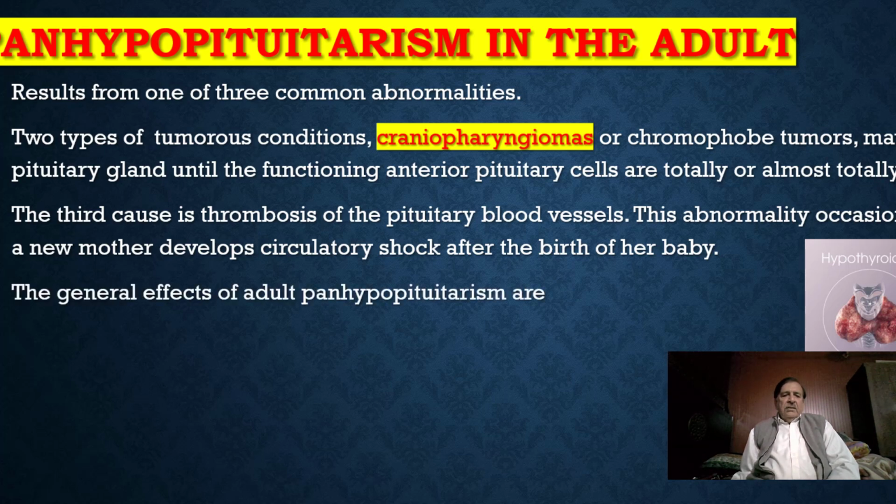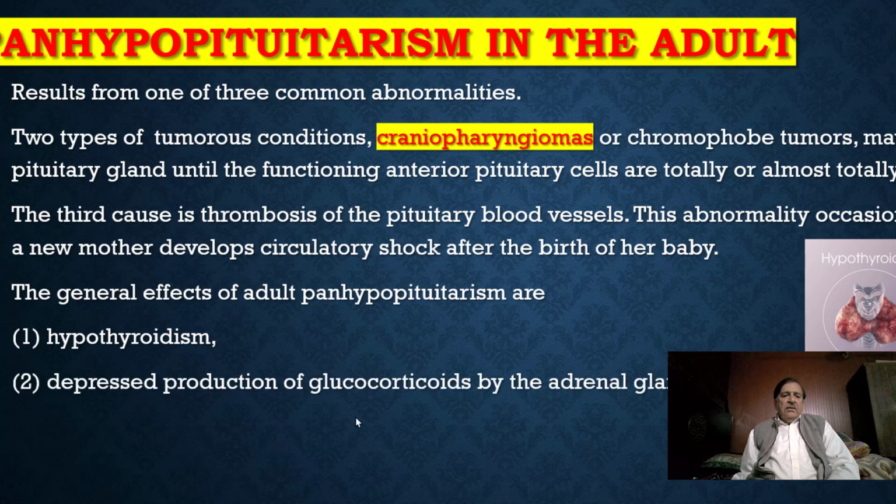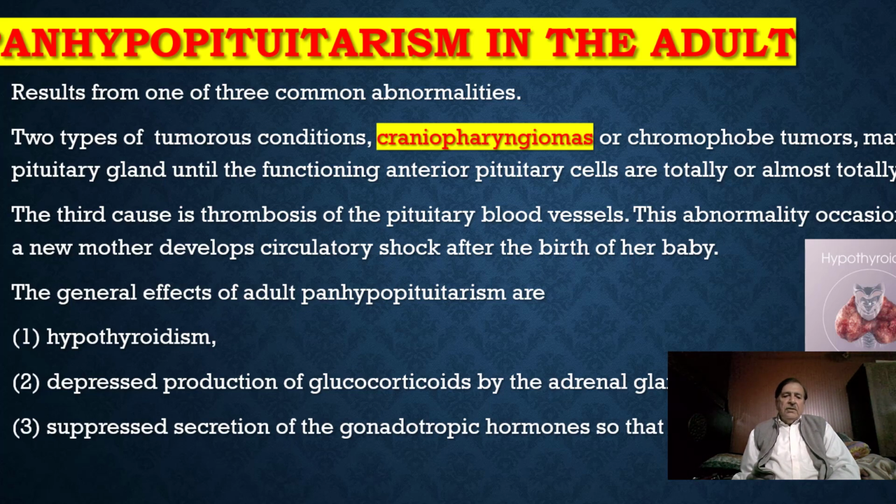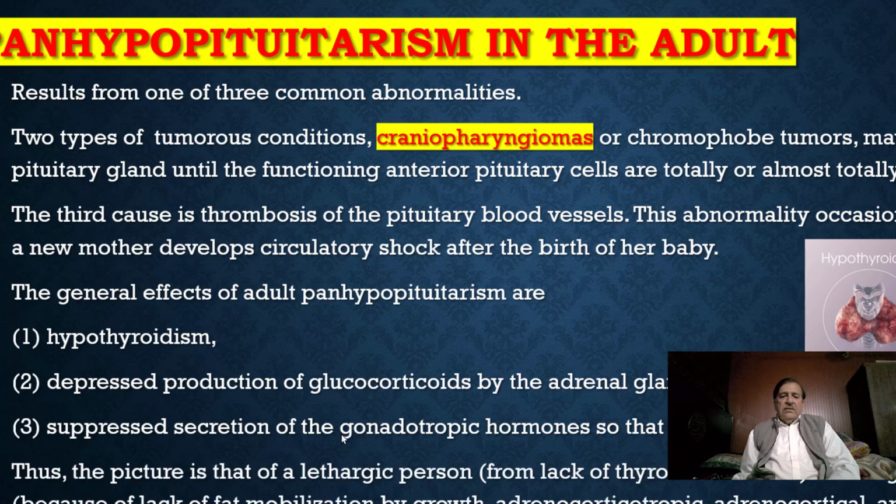The general effects of adult panhypopituitarism are hypothyroidism, depressed production of glucocorticoids by the adrenal gland, and suppressed secretion of gonadotropic hormones so that sexual function is lost. Thus, the picture is that of a lethargic person from lack of thyroid hormone, who is gaining weight because of lack of fat mobilization by growth, adrenocortical and thyroid hormone, and has lost all sexual function except for the abnormal sexual pressure. The patient can usually be treated satisfactorily by administration of adrenocortical and thyroid hormone.